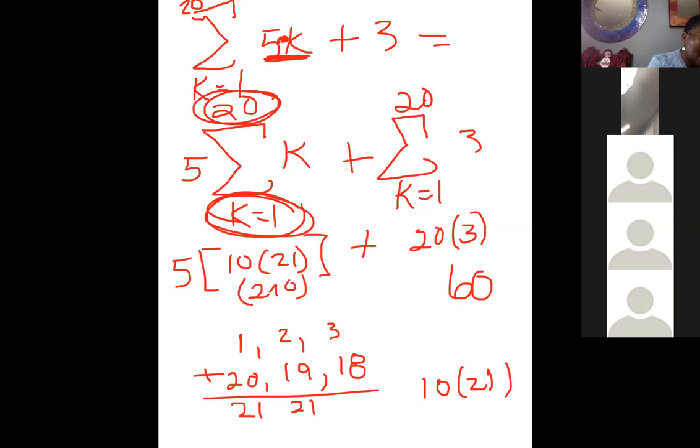And then you're going to multiply this by 5 plus 60. So 5 times 210 is going to give you 1,050. And then plus the 60, guys. So this one should be 1,110. Did you guys get that for it?